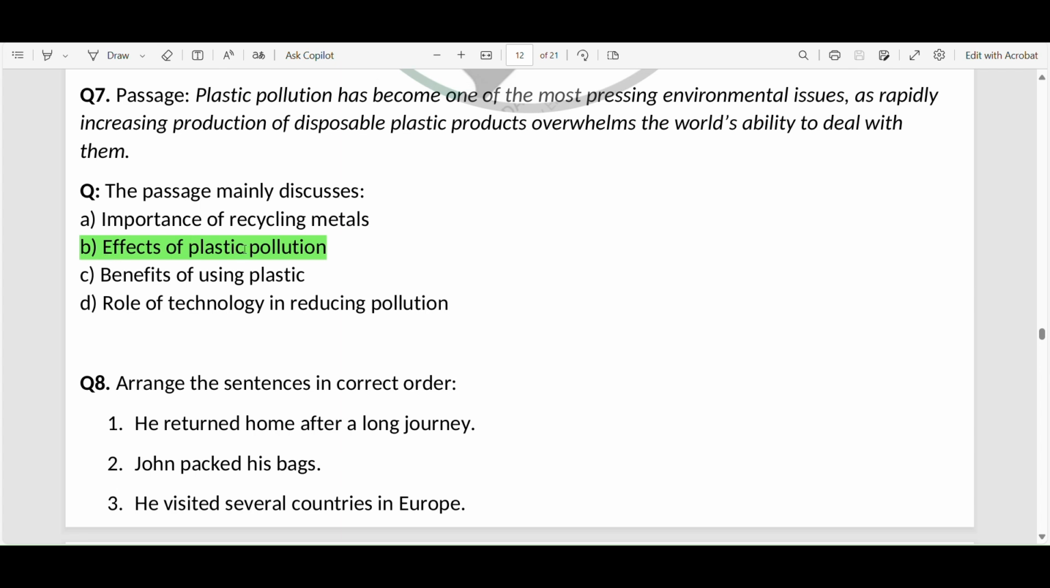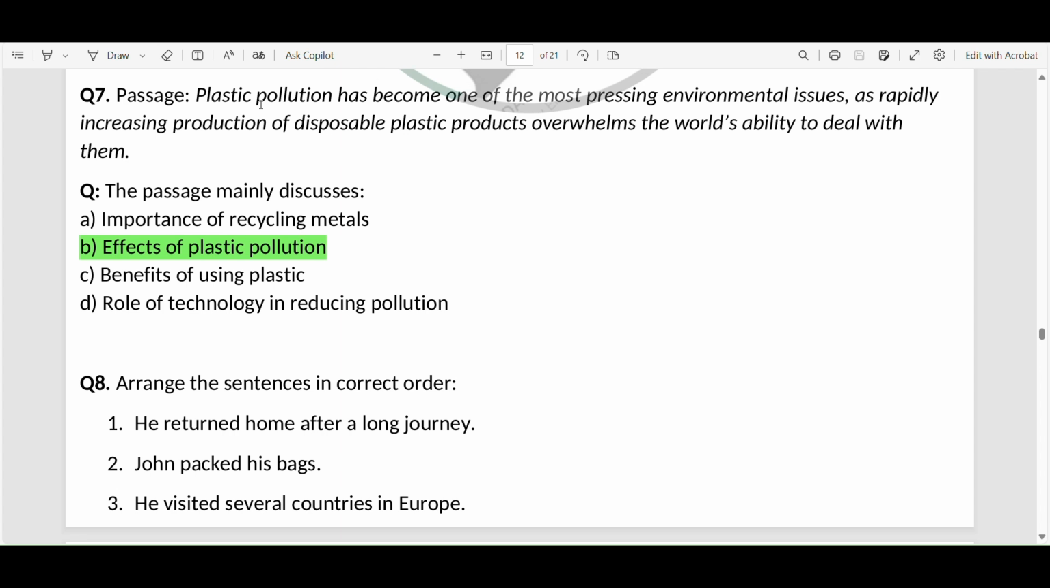And next we are having effects of plastic pollution. Yes, this would be the correct option, because here we are discussing environmental issues. So that is the effect of plastic pollution. So this would be the correct option. So let's see other options too.